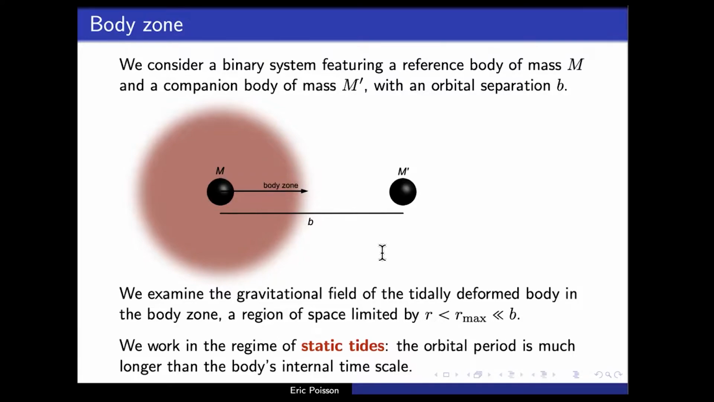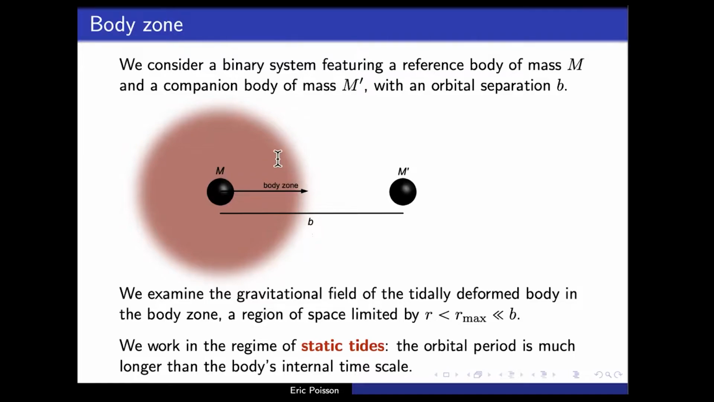But on top of this, I'm looking at the tidal field created by the companion body, creating a deformation of the reference body. And here I want to describe this tidal deformation in a neighborhood of the reference body. And that neighborhood is going to be assumed to be fairly small compared to the orbital separation. So the distance to anywhere within this region is going to be small compared with B. And the reason for doing that, I think, will become clear in the next slide.